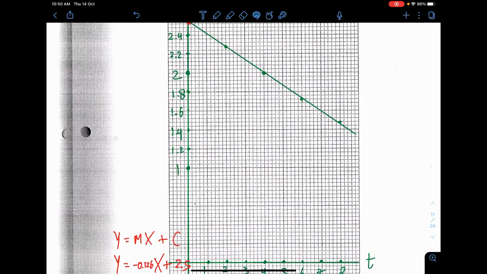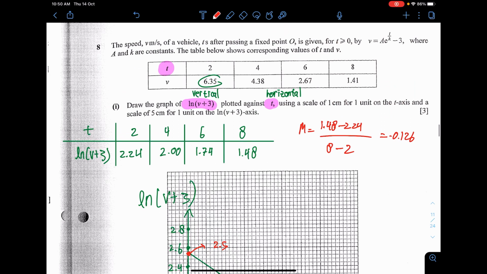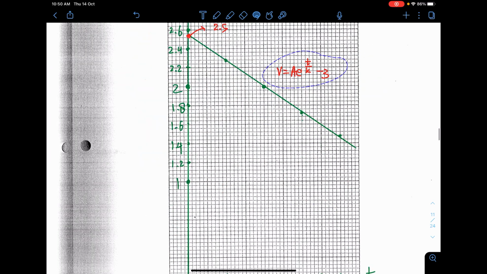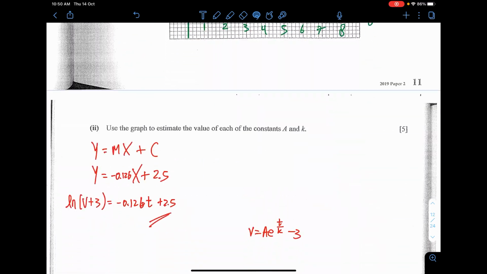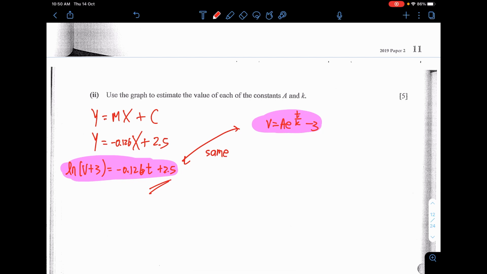So let me carry this down. Now the question also claims that the equation can be written as v equals ae to the power of t over k. Let me copy it down. It's a bit blurry, but that is a t there. Now this is the important part. This expression and that expression are supposed to be the same. Actually they are the same, but they look very different. Your job is to make them look alike.